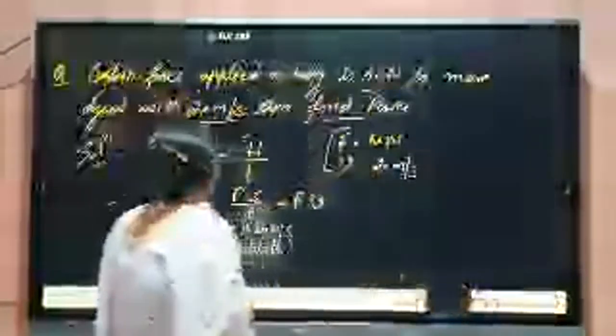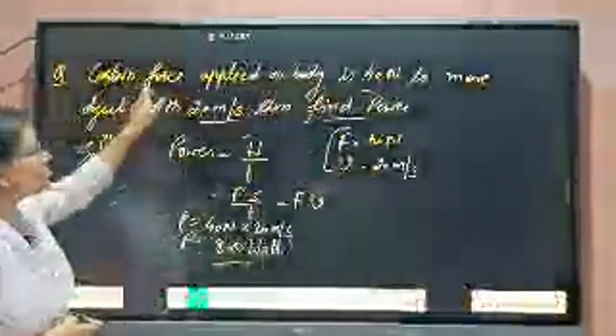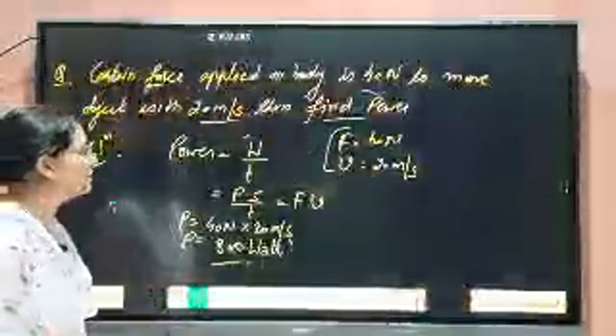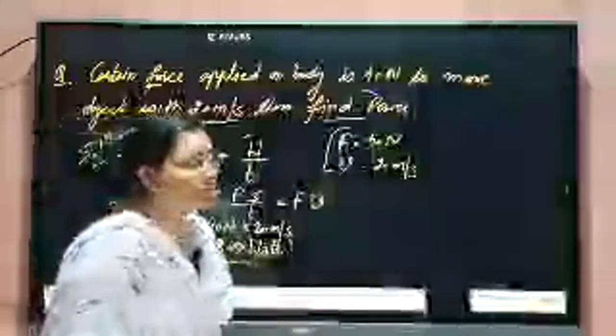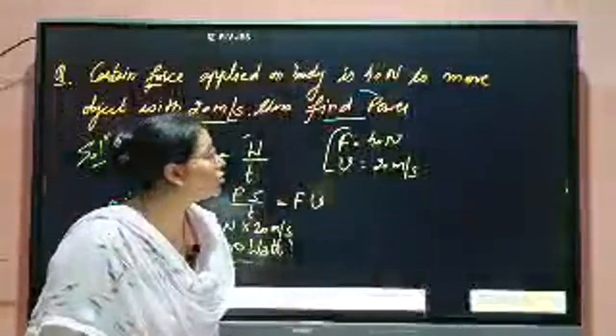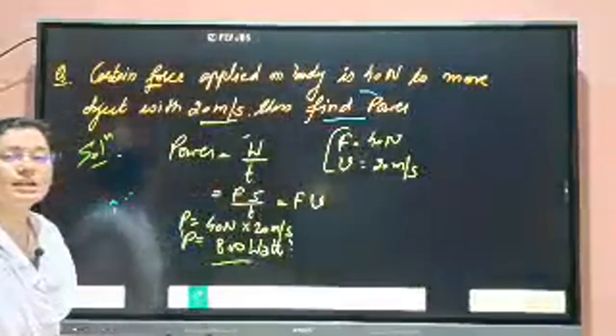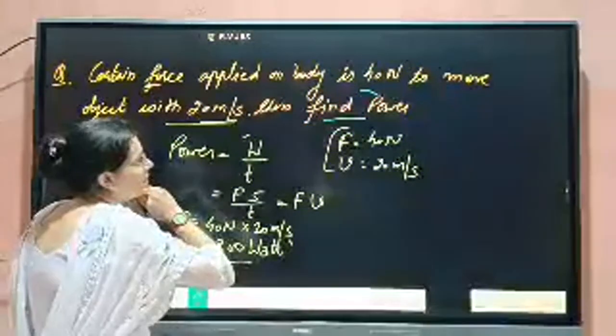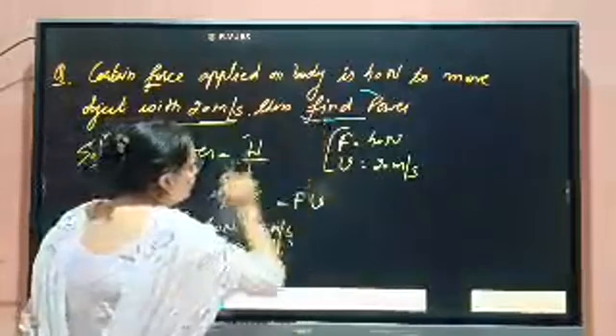Clear? So next, if a certain force on a body is 40 Newton to move an object with 20 meter per second, then find the mechanical power. What is given in our question? Now read the question carefully. It says there is an object on which a force of 40 Newton is applied, then the object is moving with this velocity of 20 meter per second.